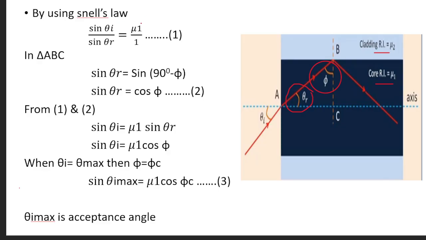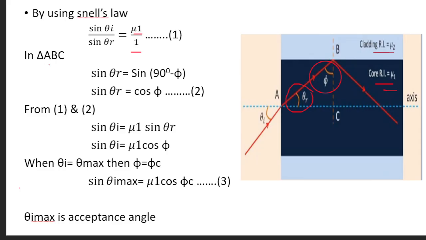So by using Snell's law, we can write that sine of theta I upon sine of theta r is equal to mu1 upon 1. Generally we can write mu2 upon mu1, but here our second media is nothing but the core media, and the refractive index of the second media is denoted by mu1. So here we have written mu1, and for the first media, that is your air media, we have used the refractive index 1.